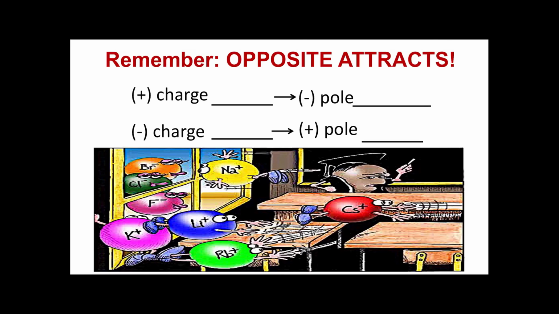Another thing you have to remember, opposites attract. So the positive charge ions, which we call cations, will migrate or will be attracted to the negative pole or negative terminal. So we call it the cathode. On the other hand, the negative charge ions, we call anions. So they will be attracted to the positive pole or the positive terminal, and that is called the anode.